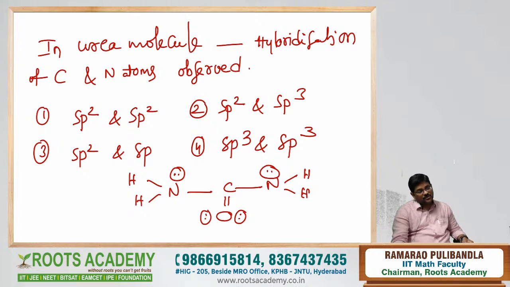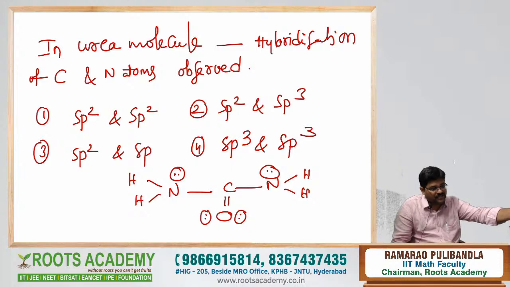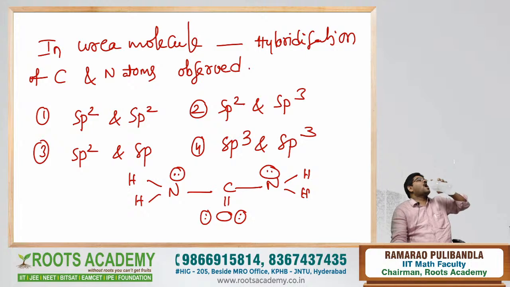Now, what is the question? In urea molecule, dash is the hybridization of the carbon and nitrogen atoms observed. Now the options are given. I give you 30 seconds. Please tell me your answer. Already I gave the structure of urea also: NH2, C double bond O, NH2.